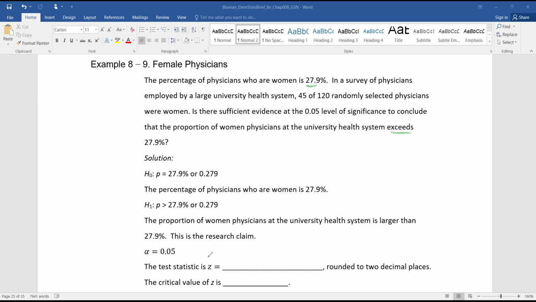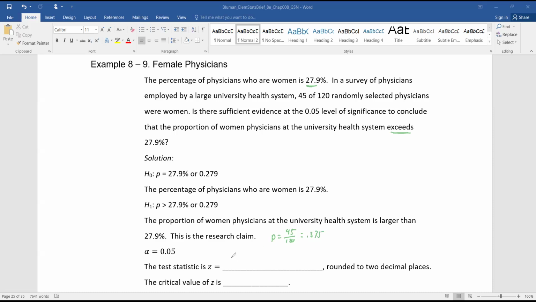The test statistic is as follows. We would need to determine our sample proportion, so I need to do some work here. Our p hat in this case would be what actually happened. We saw our probability of success being 45 out of 120. I'm going to pull up a calculator real quick. 45 divided by 120 is 0.375.